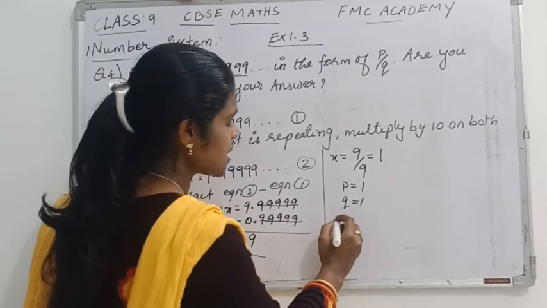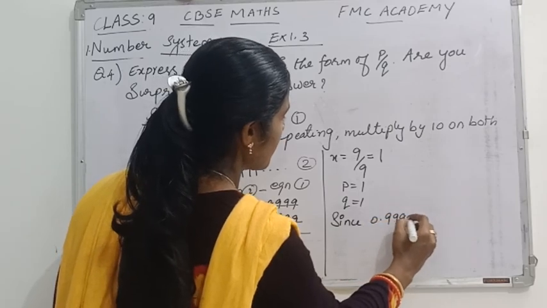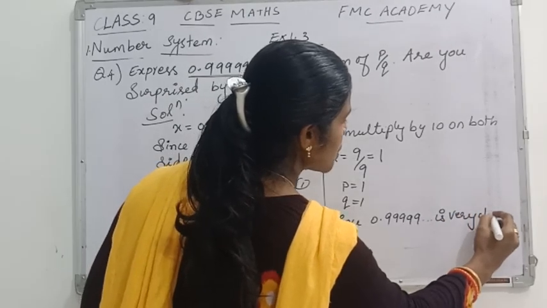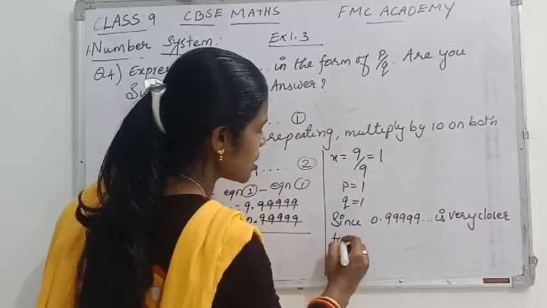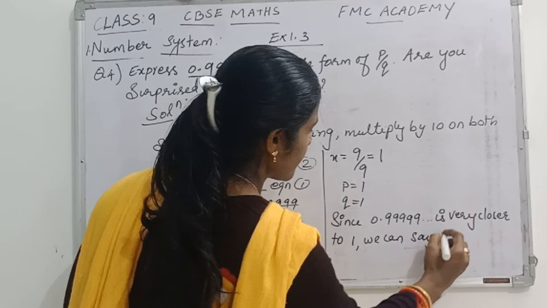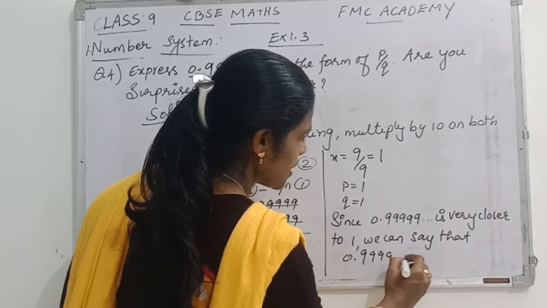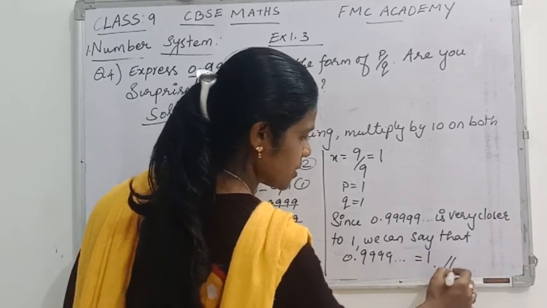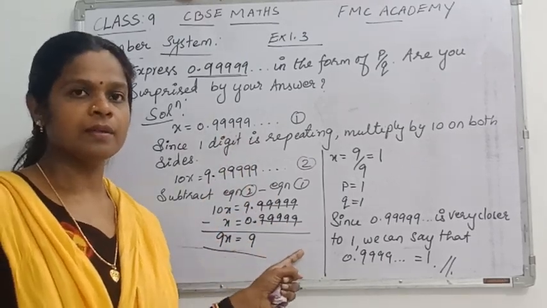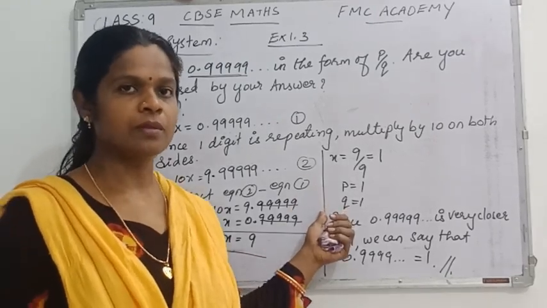So since 0.999 is very close to 1, we can say that 0.999 is equal to 1. That's it. Very simple. I think all of you understood very clearly. So by this I am closing the video now. Let's continue the remaining sums in the next video. Thank you.